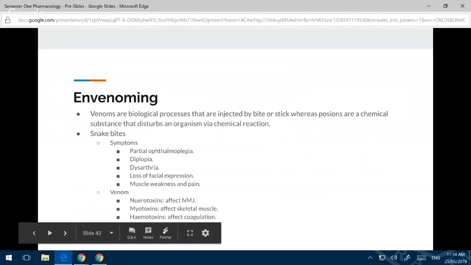You will have symptoms like partial ophthalmoplegia, diplopia, dysarthria. You can lose facial expression and have muscle weakness and pain. Venom, there are a bunch, sorry, I'll correct this typo. So you can have neurotoxins that affect the NMJ, myotoxins, etc., etc.